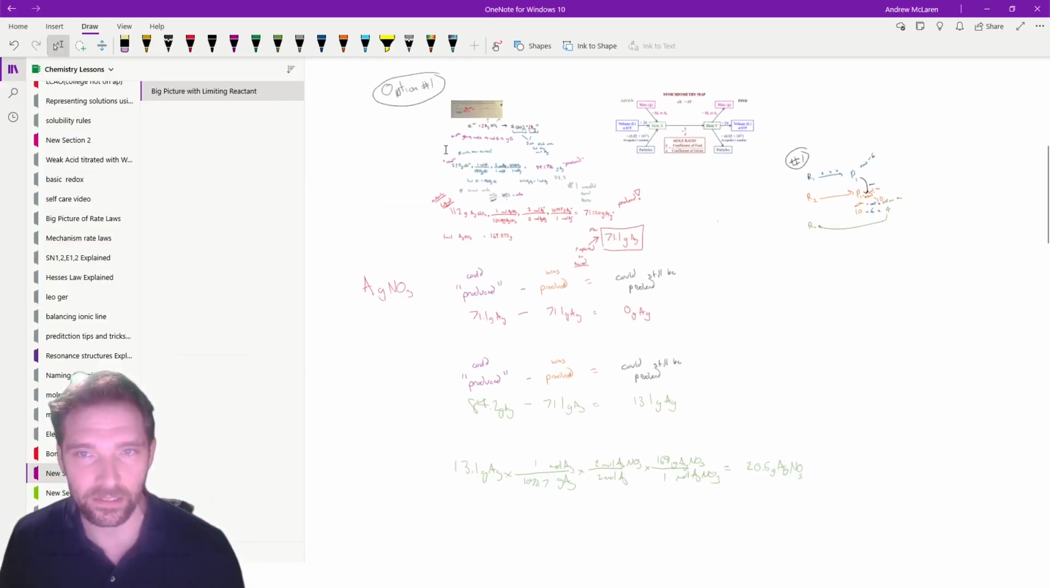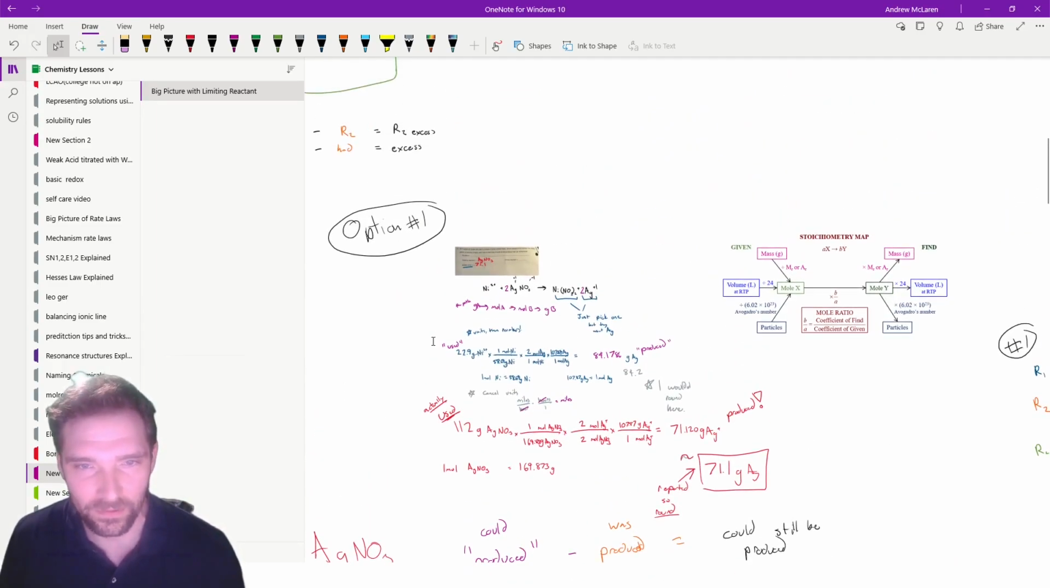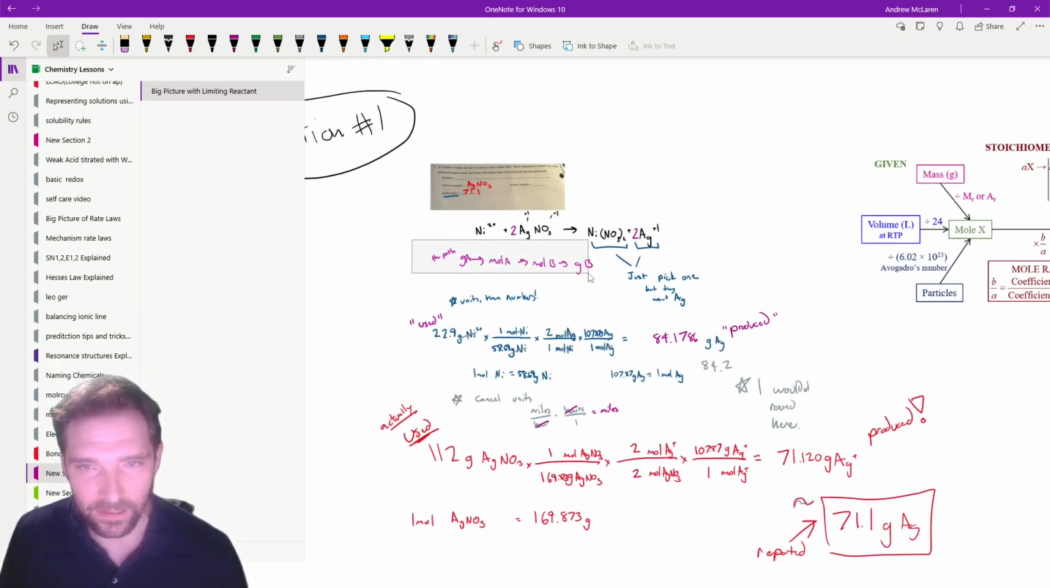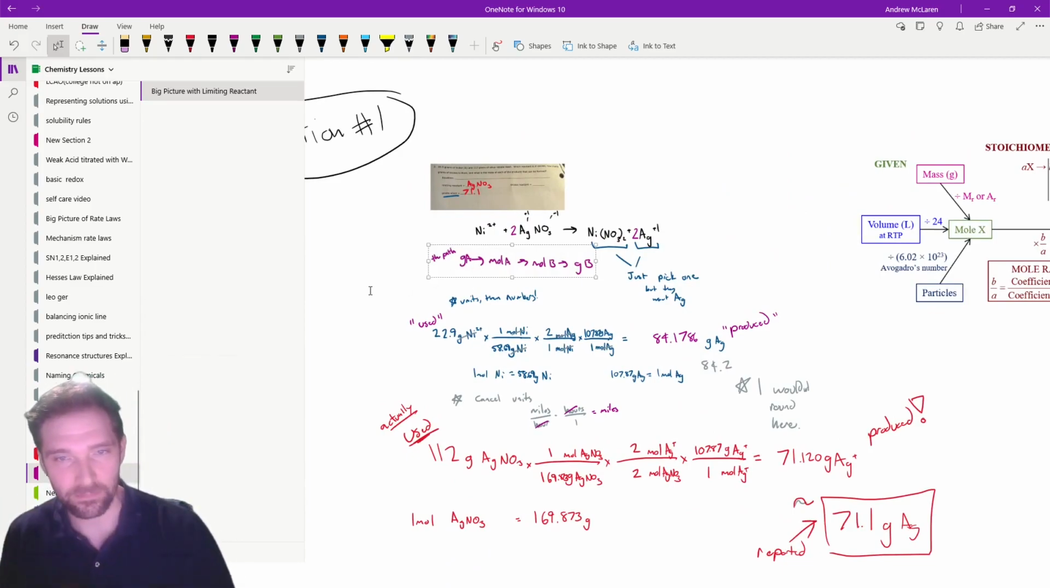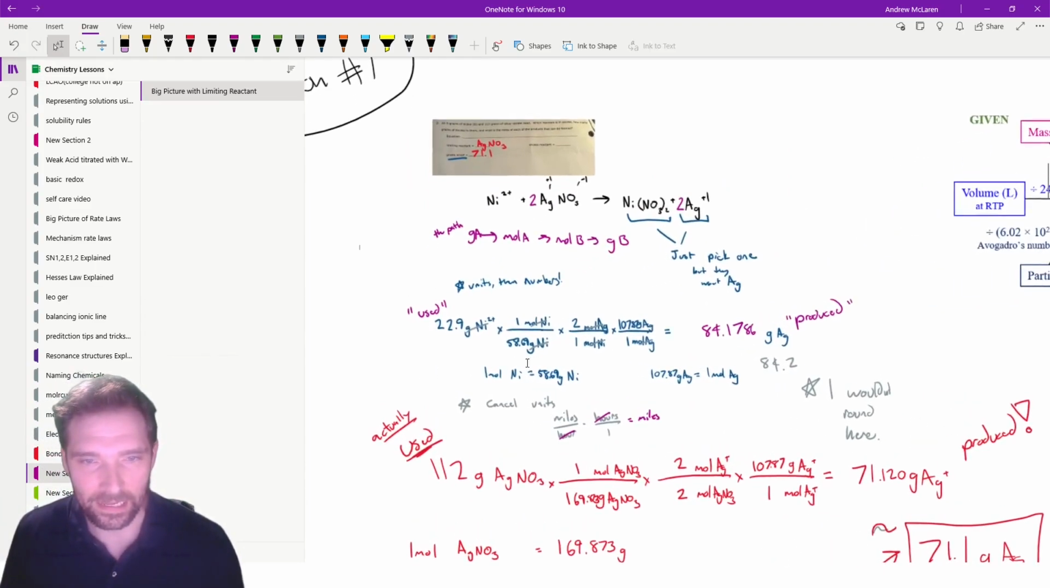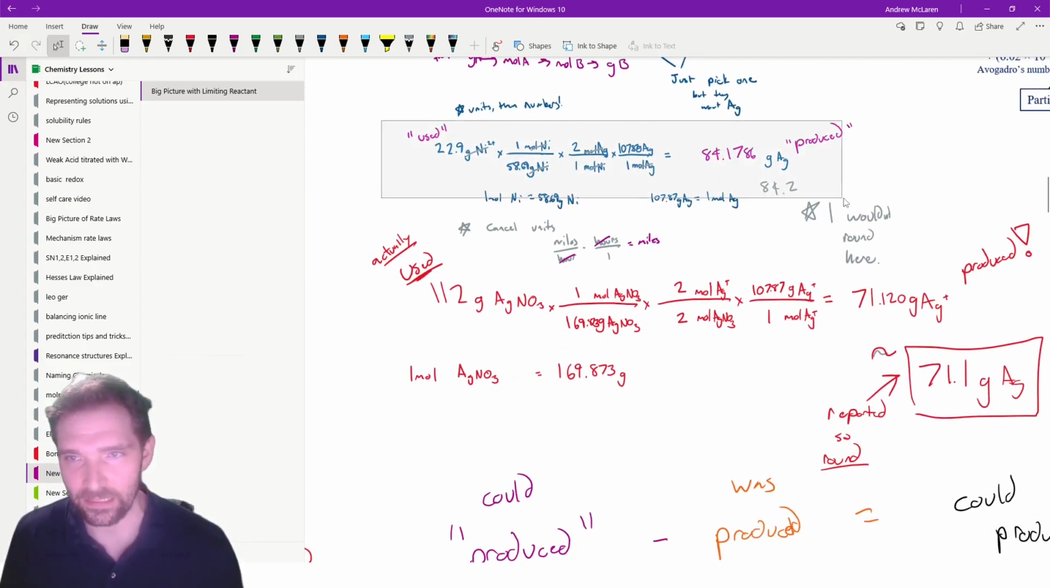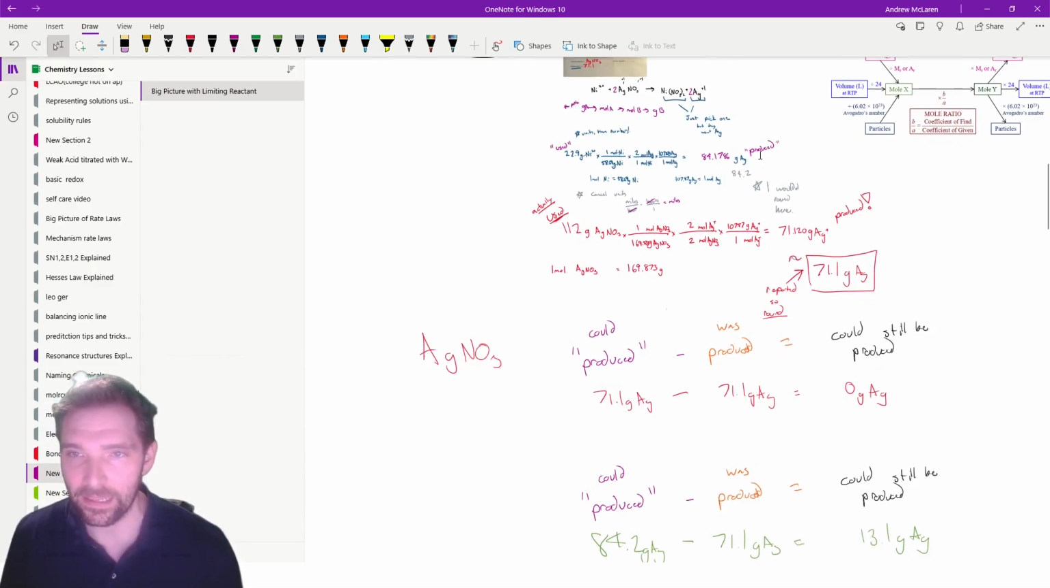Now I've tried to color coordinate a little bit. So here I gave a path of going from grams to moles to moles to grams. And it looks like I had two tracks, this blue track and this red track, considering those two different reactants, looking at how much product they could form. So there is a limiting reactant that we can see right here, and it's running out first.